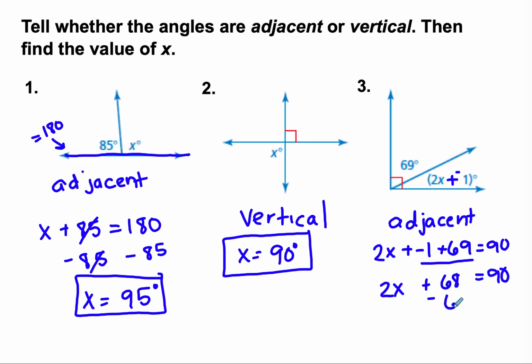Next step, I'm going to subtract 68 from both sides. All right, and let's see, I have 2x equals, go ahead and borrow here. All right, 10 minus 8 is 2. 8 minus 6 is 2, so I have 2x equals 22. And then I'm going to divide by 2. Almost ran out of room here. X equals 11 degrees. Don't forget about that degree symbol on your answer.